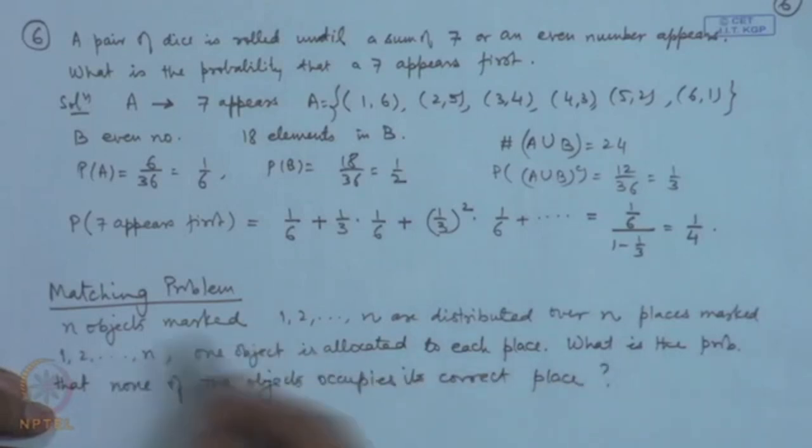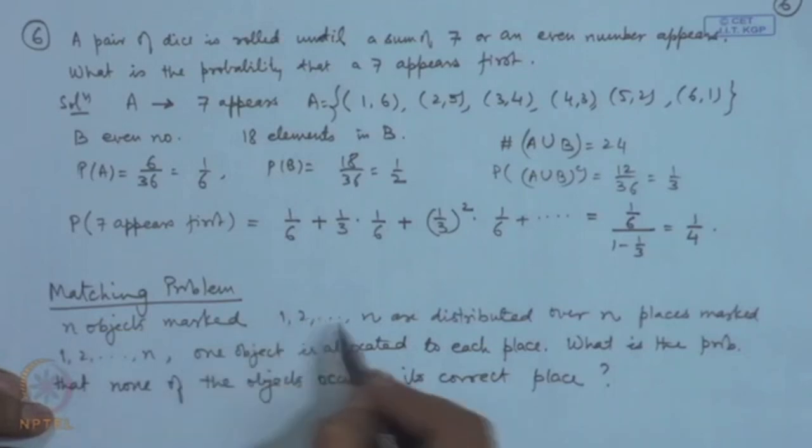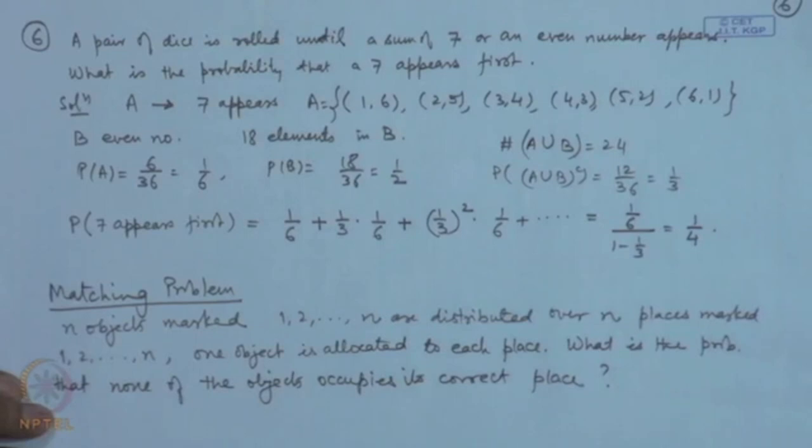That means, 1 will not go to the place 1, 2 will not go to the place 2, 3 will not go to the place 3, and so on. What is the probability of it? Now, directly if we want to attempt this problem, this is slightly complicated, because if 1 is not going to 1, then it can go to 2, 3, that means there are n minus 1 possibilities. If 2 does not go to 2, then it can go to either of the n minus 1, and so on. So, there will be various possibilities. However, if we look at the complementary event, then it is easier to analyze. So, we look at it in this way.